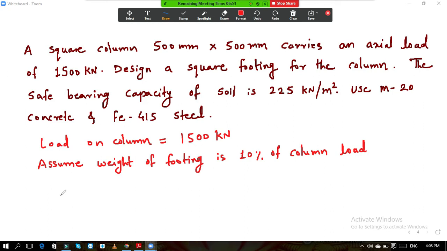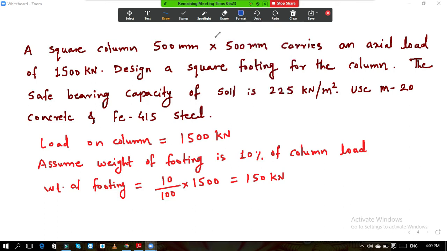Now, weight of footing, I will write here. So 10%, so 10 divided by 100 of 1500. So it is 150 kilonewton. It is 150 kilonewton. Okay.